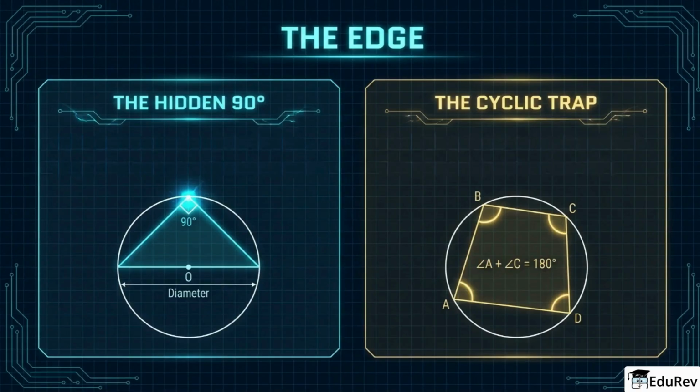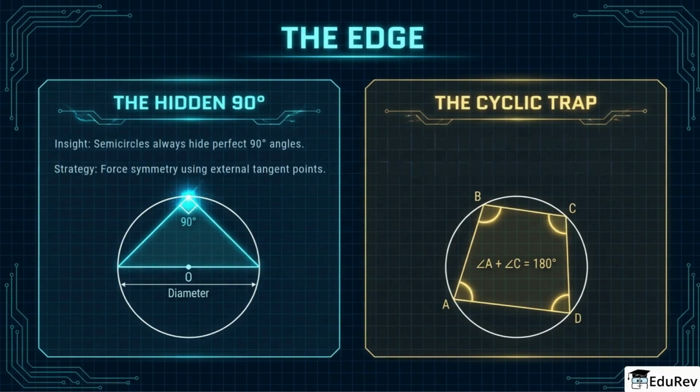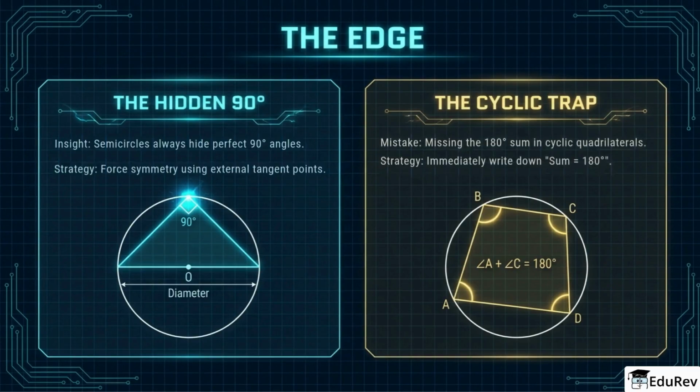This section gives you some of the sharpest edge cases in circle geometry. A semicircle always gives a perfect 90-degree angle, which is a powerful clue for building a right triangle. In cyclic quadrilaterals, opposite angles add to 180 degrees, and that becomes the quickest trap to check when a shape sits inside a circle. The deeper habit is to stop trusting appearances and immediately test whether the figure contains a hidden right angle or cyclic angle sum.